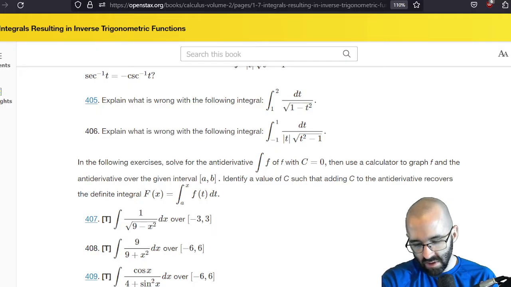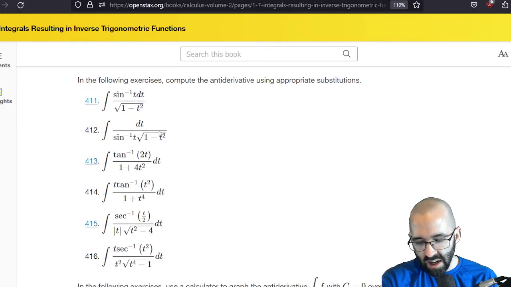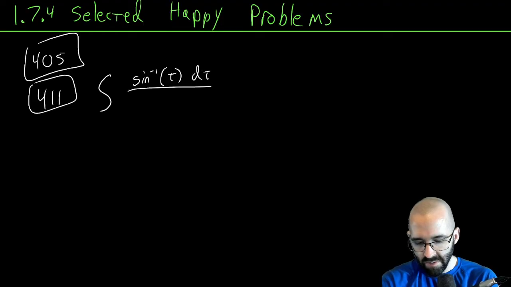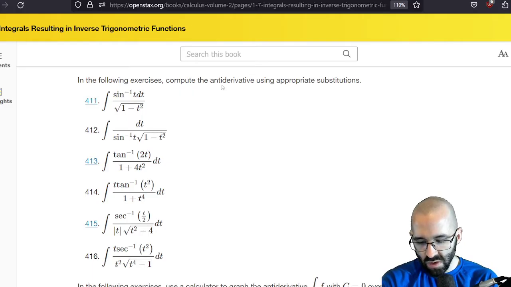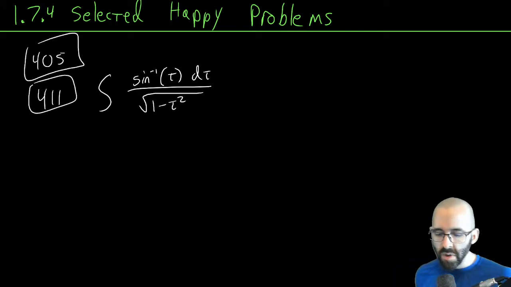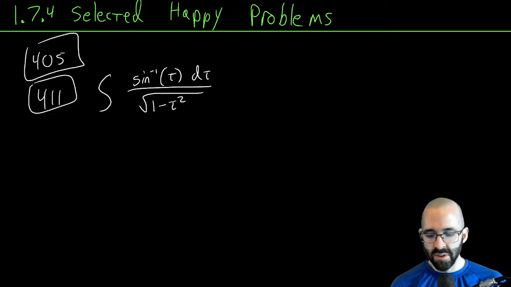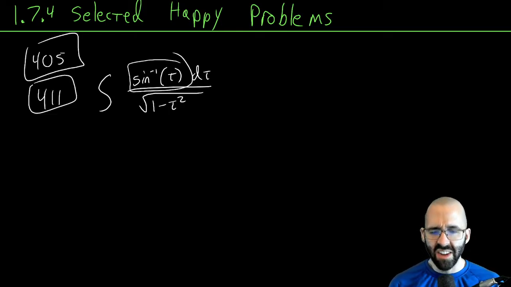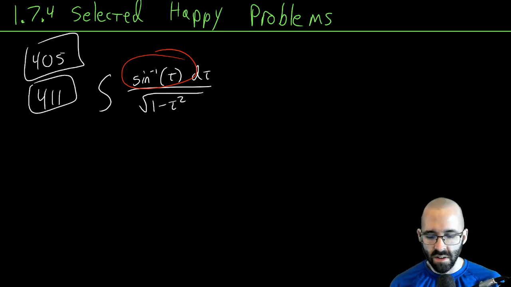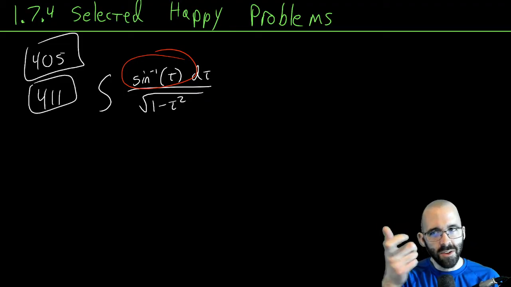411 says compute the antiderivative. Okay, antiderivative of inverse sine of t dt all over the square root of 1 minus t squared. So it almost looks like just a regular old inverse sine thing, but we already have an inverse sine up here. If we didn't have this guy, it would just be inverse sine with that formula. And that's kind of a flipped way of seeing the solution.